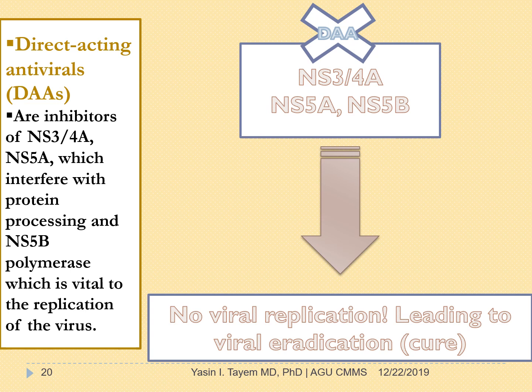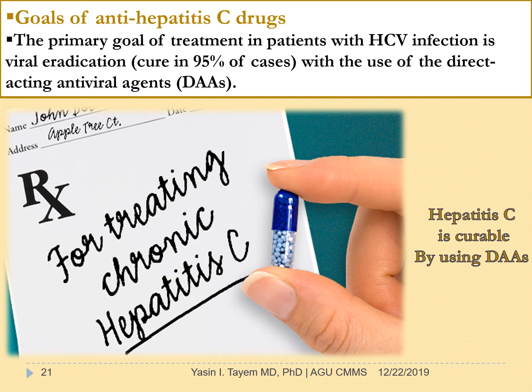Direct-acting antiviral drugs, DAAs, are inhibitors of non-structural 3A and 4A, or non-structural 5A, or non-structural 5B. The primary goal of treatment in patients with hepatitis C virus infection is viral eradication, which means that a cure is possible in 95% of cases with the use of direct-acting antiviral drugs.